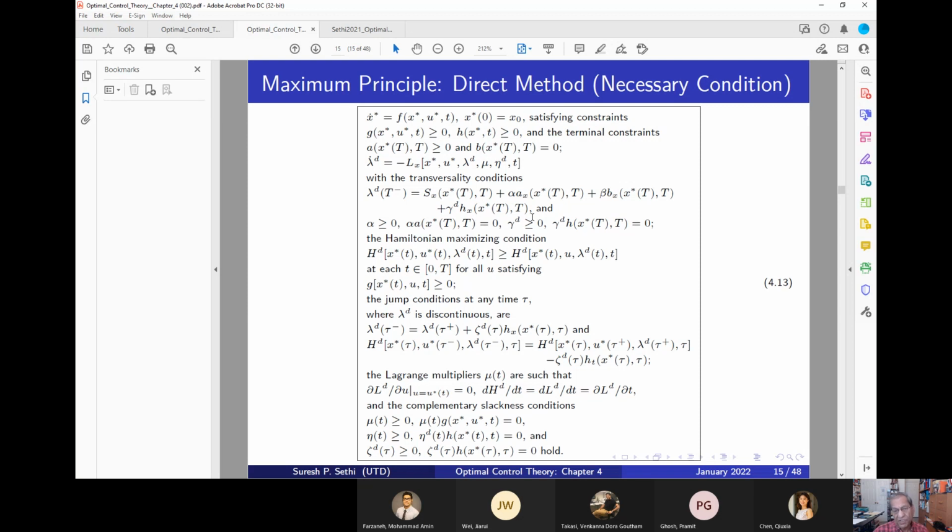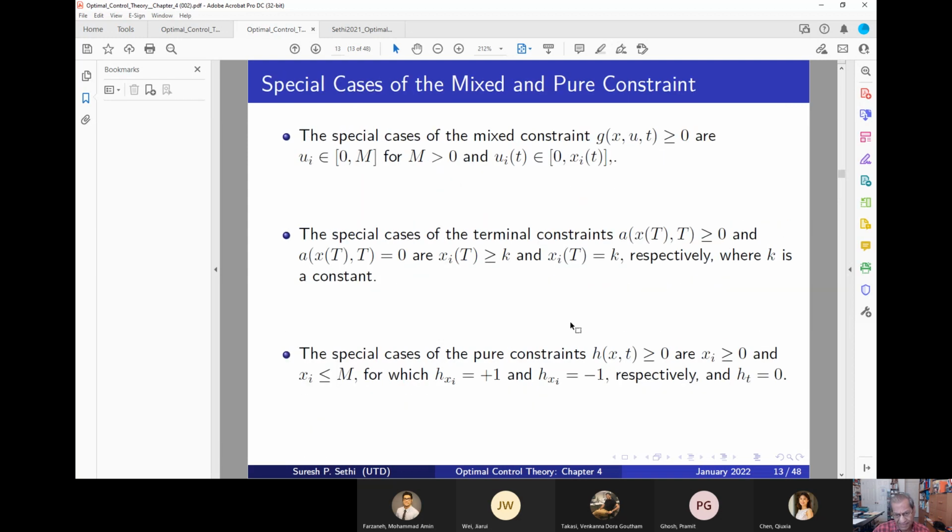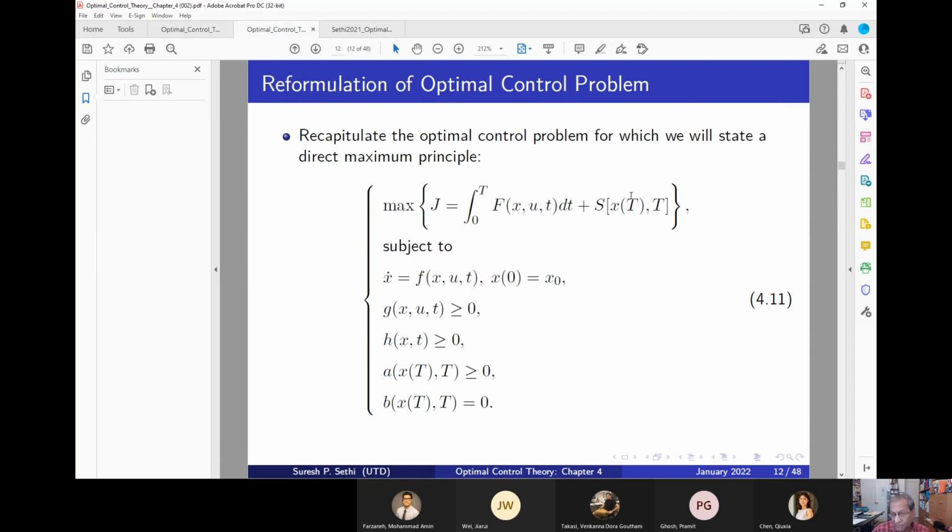Transversality conditions. Now notice the transversality conditions. Up to here we already know. And then I need to put T minus. That means the conditions are just before T, because at T, there may be a discontinuity. So I need to put T minus. Lambda D at T is absolutely known to us. Lambda D at T will exactly be the derivative of S with respect to x, because that is marginal value. If you're already at T, that is your marginal value.